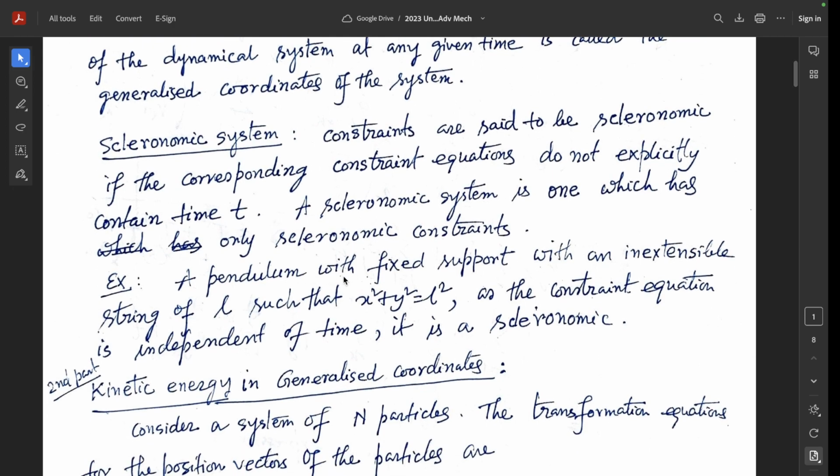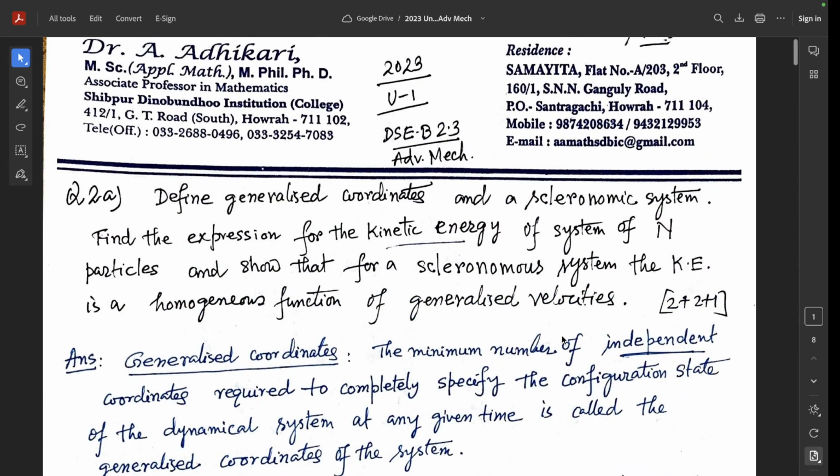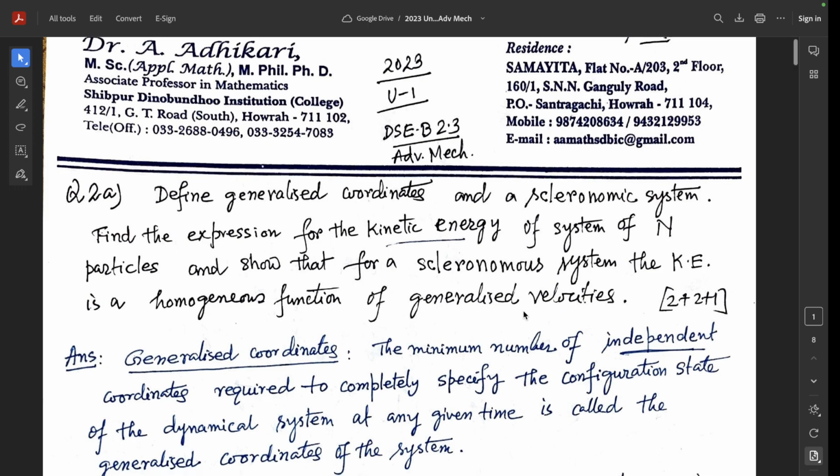Example: a pendulum with a fixed support with an inextensible string of length L, such that x squared plus y squared equals L squared. As the constraint equation is independent of time t, it is scleronomic. Second part: find the expression for the kinetic energy of a system of n particles and show that for a scleronomic system, the kinetic energy is a homogeneous function of generalized velocities.